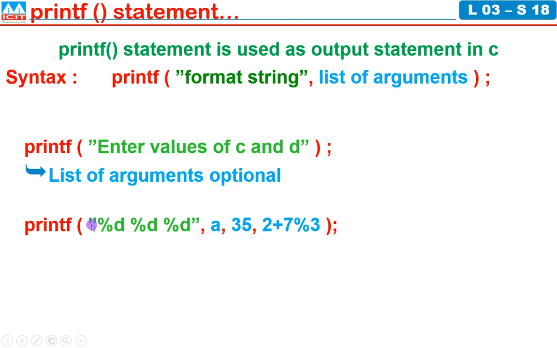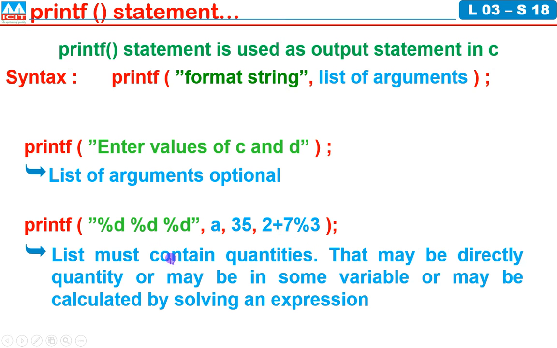What about this printf statement? Displaying something within double quotes. Are we going to get percentage D space percentage D space percentage D? No. Instead of this percentage D, you are going to get the value of A. Suppose for example the variable A has 20. That 20 will be replaced instead of this percentage D. Then percentage D, second value 35. 35 will be displayed here, and then space, and then percentage D. Third argument is the expression 2 plus 7 modulo 3, which will be 3. That 3 is displayed. If you keep percentage D, an integer value will be replaced.